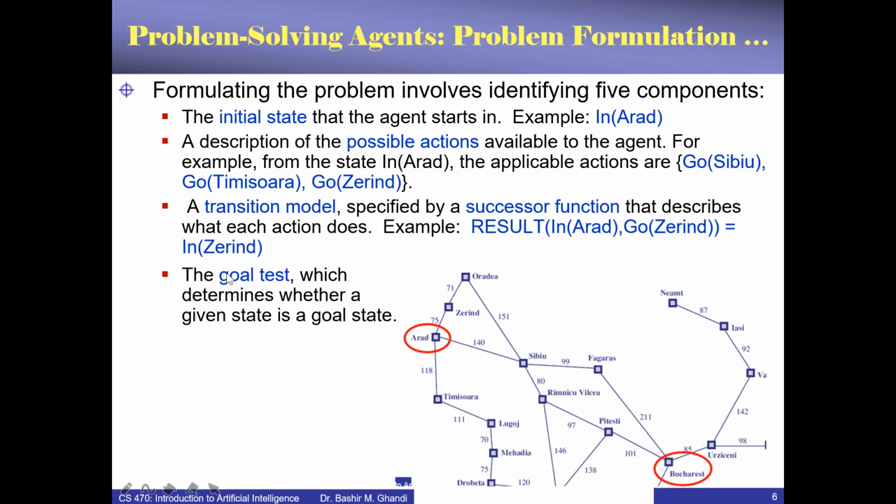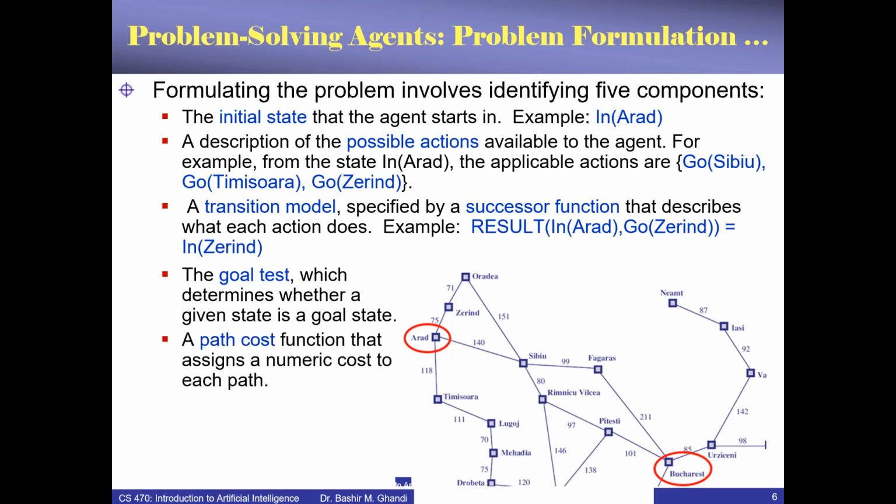The next component you need to identify in formulating a problem is the goal test, which determines whether a given state is a goal state. We have to know when we have reached the goal. So there must be a test that we can apply to know if we have reached the goal.